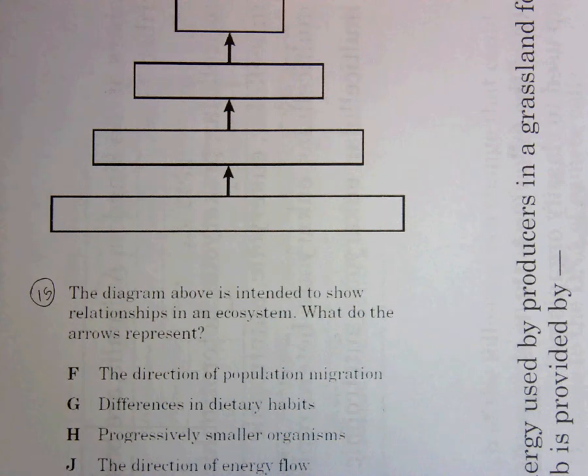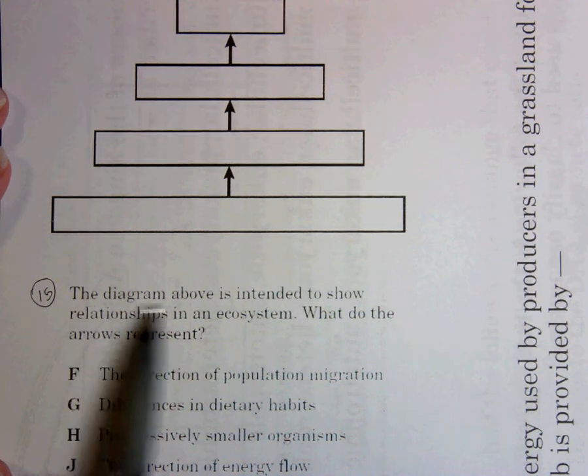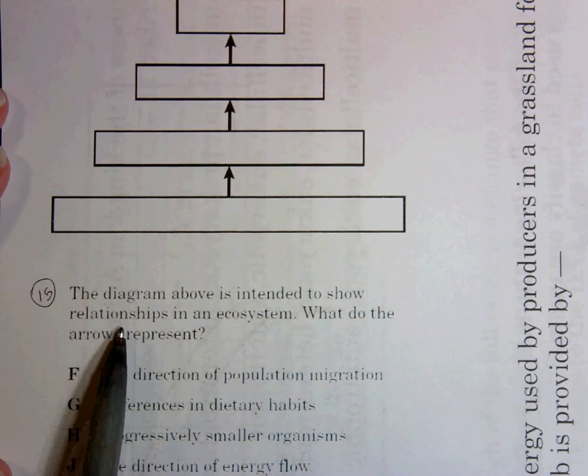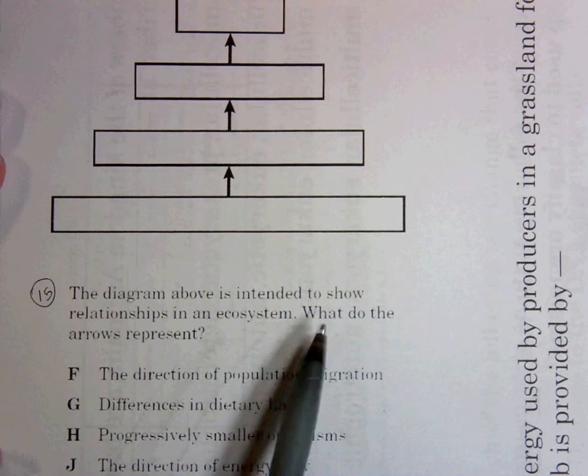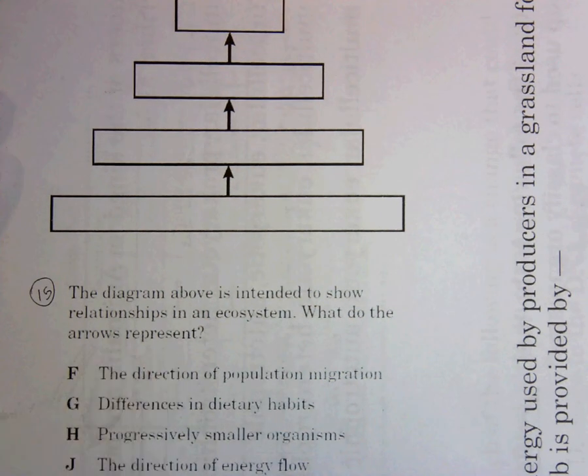Biology Review numbers 15 and 16. Number 15 says the diagram above is intended to show relationships in an ecosystem. What do the arrows represent? F, the direction of population migration. G, differences in dietary habits. H, progressively smaller organisms. J, the direction of energy flow.